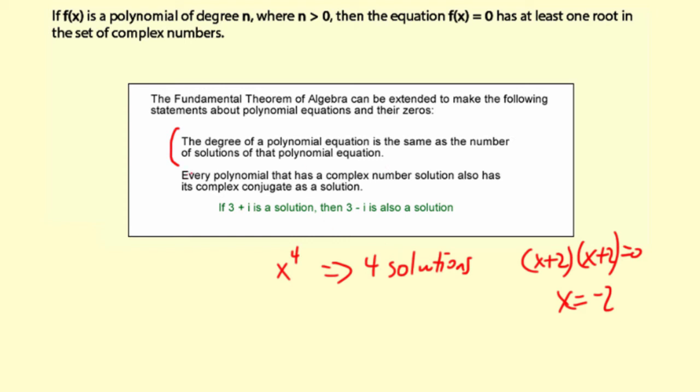The second one, every polynomial that has a complex number solution also has its conjugate as a solution. So if 3 plus i is a solution, then 3 minus i is a solution. So that means you need to be looking for pairs when you're looking for complex number solutions.